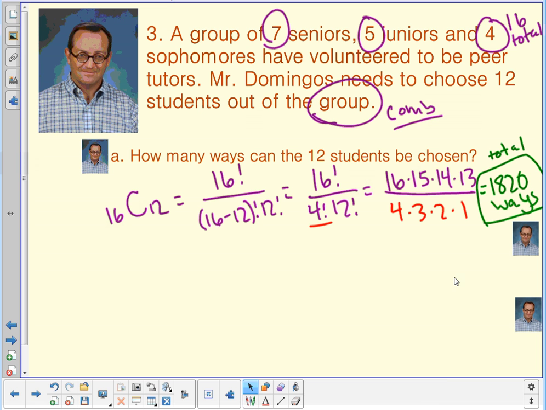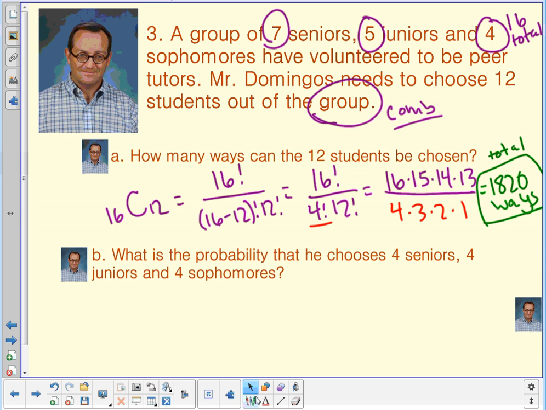Now, when I go to parts B and C, when I'm actually finding the probability, I have to figure out what the probability is for each of these things. So what is the probability that he chooses 4 seniors, 4 juniors, and 4 sophomores? Holy cow, that is a lot of combinations going on. So I need to do a combination for each one of these scenarios, the sophomores, the juniors, and the seniors.